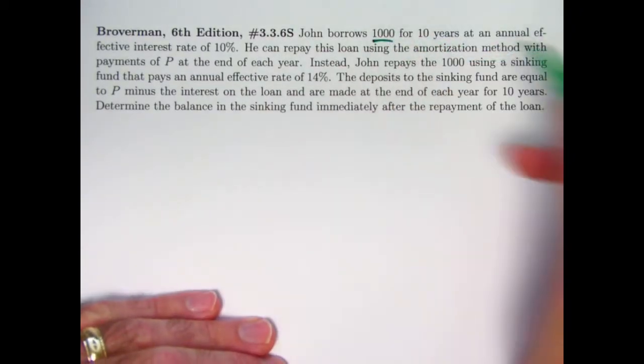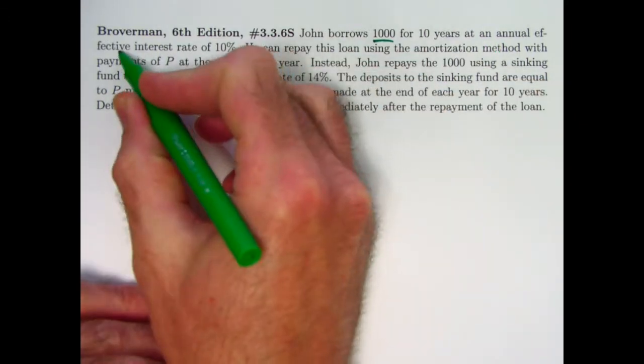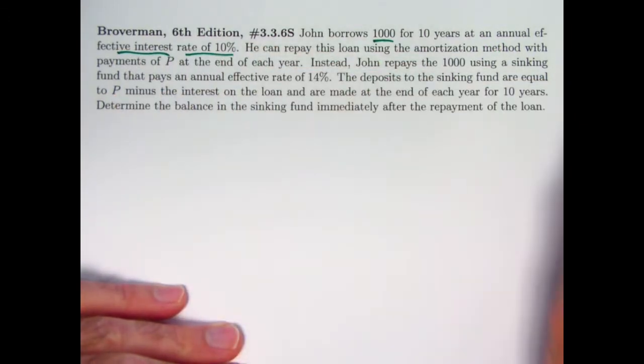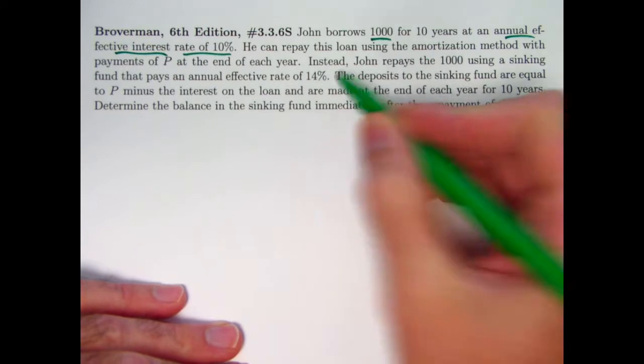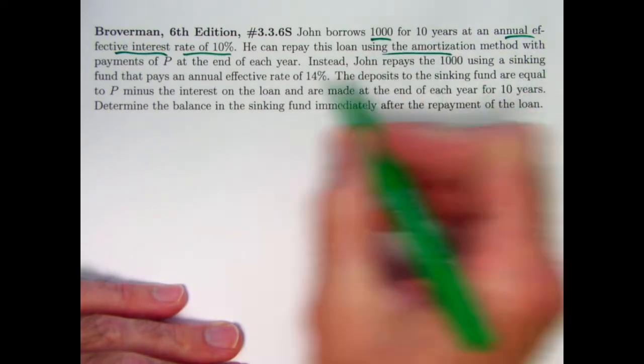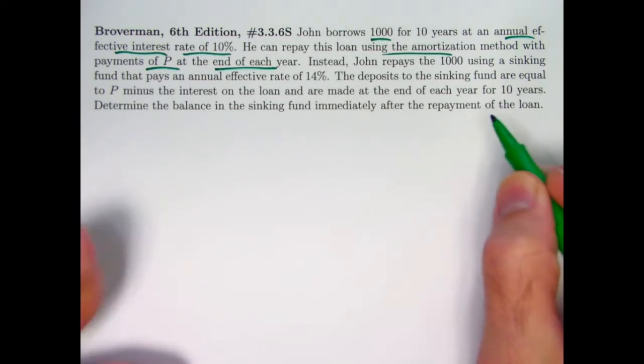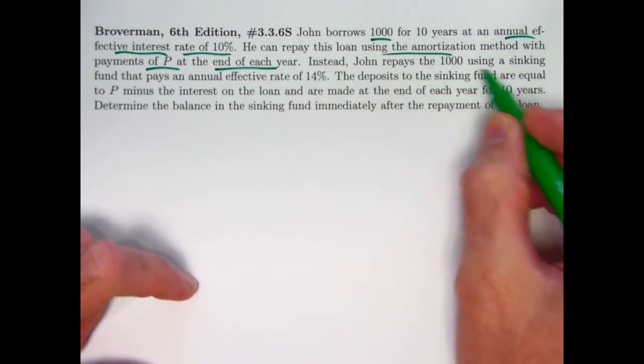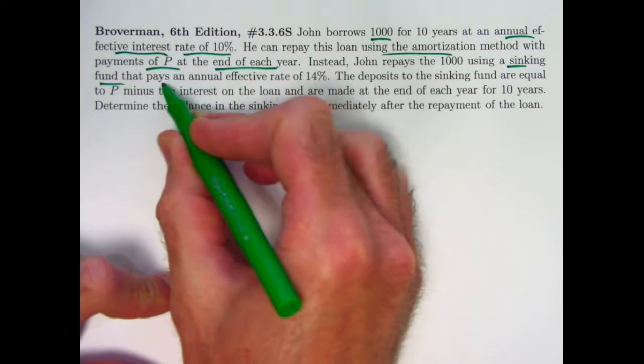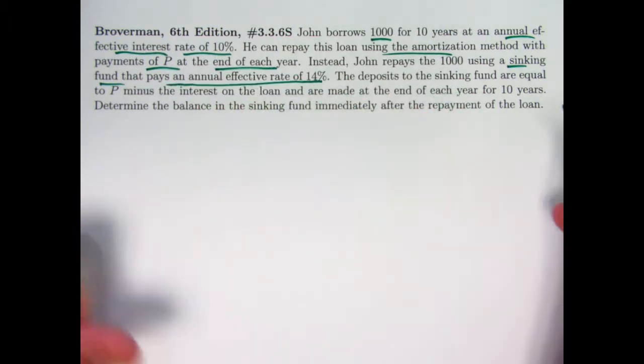John borrows $1,000 for 10 years at an effective annual interest rate of 10%. He can repay the loan in the ordinary way using an amortization method with payments of P at the end of each year. However, John decides to do something different. Instead, John repays the $1,000 using a sinking fund that pays an effective annual rate of 14%.